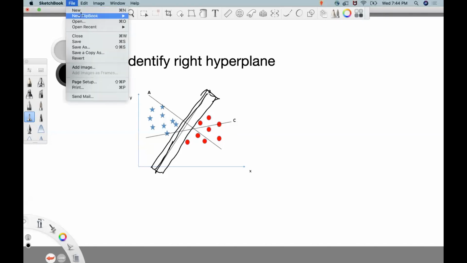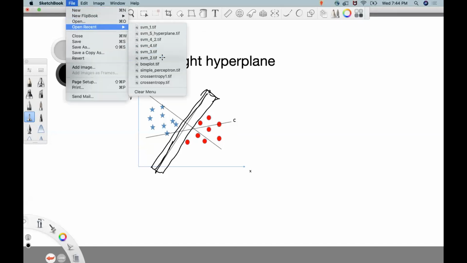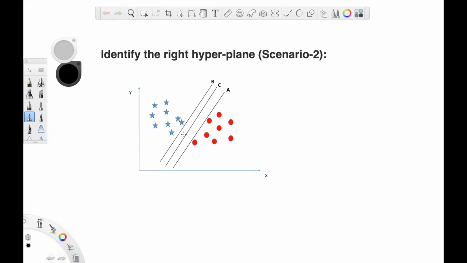And let's say we have another scenario where you already have learned something, but here also you will see that C is in a better place, right? If I try to find the distance of this B hyperplane from the stars and from the red dots, you will see that it is very close to the stars, but it is very far away from the red dots. So it is also not an optimal hyperplane.